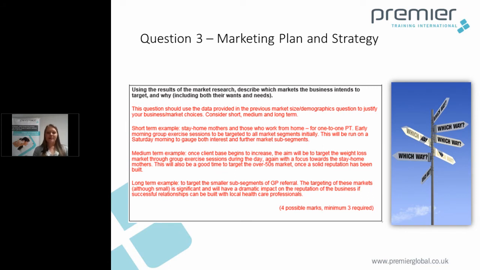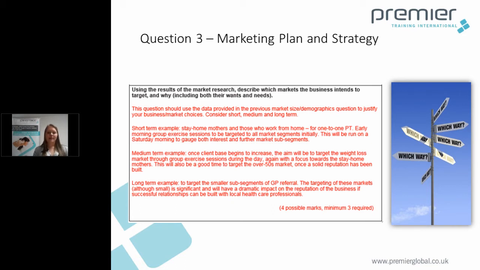The next part of this market research question needs you, based on your market research, to describe which markets you intend to target and why. Again, this should be relating to the market's wants and needs, not simply your wants and needs as the PT. You may want to break this down into different target markets and consider short, medium and long-term options. You should have at least 2 different target markets or 2 segments for your business.